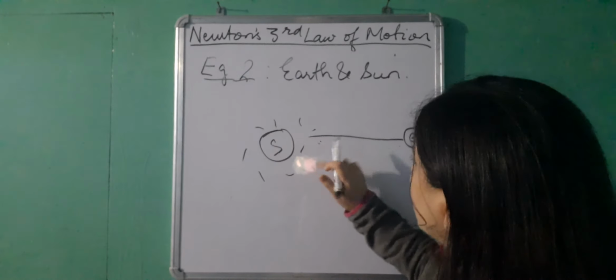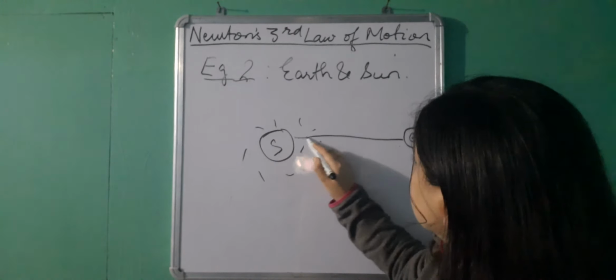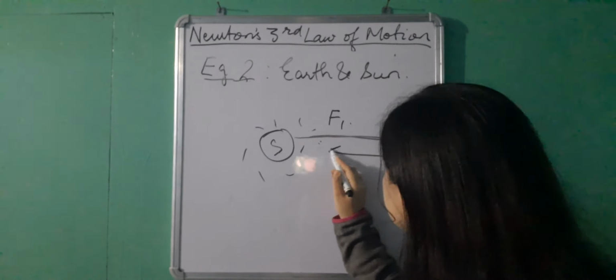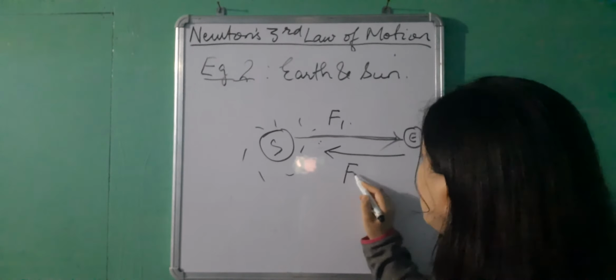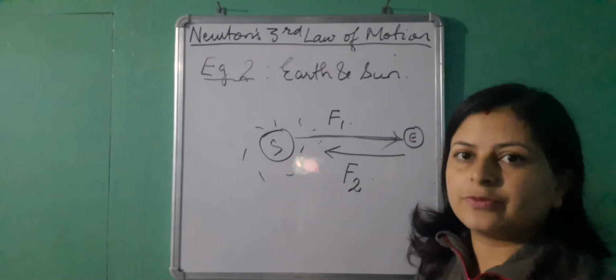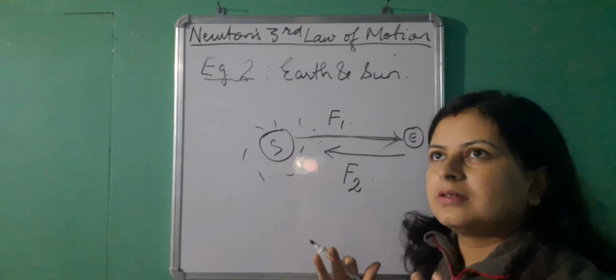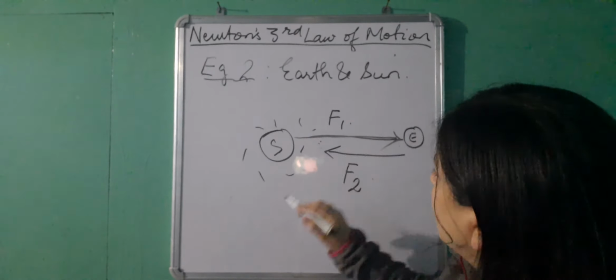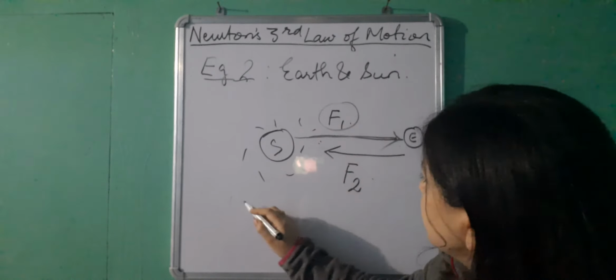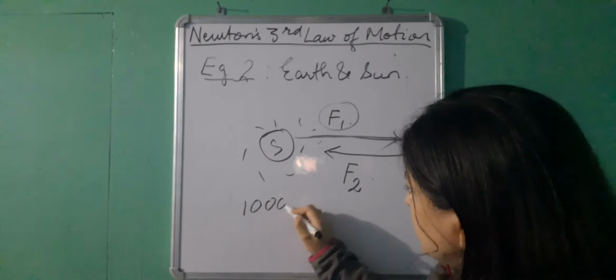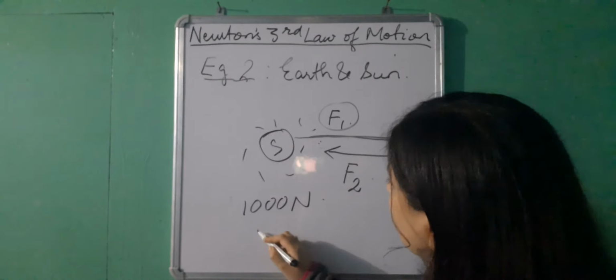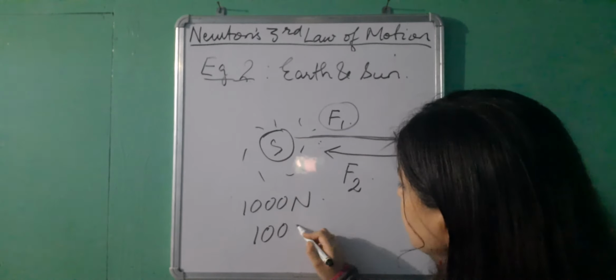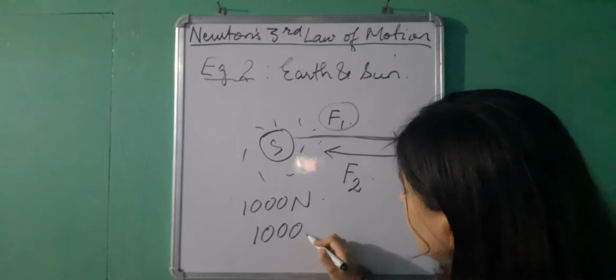All right, now what happens? The sun is exerting a force on the earth. This is, say, F1. Now the earth is also exerting the same amount of force on the sun. Say this is F2. It might seem very strange, but if the amount of force exerted by the sun on the earth is 1000 Newton, the earth will also exert a force equal to 1000 Newton on the sun.